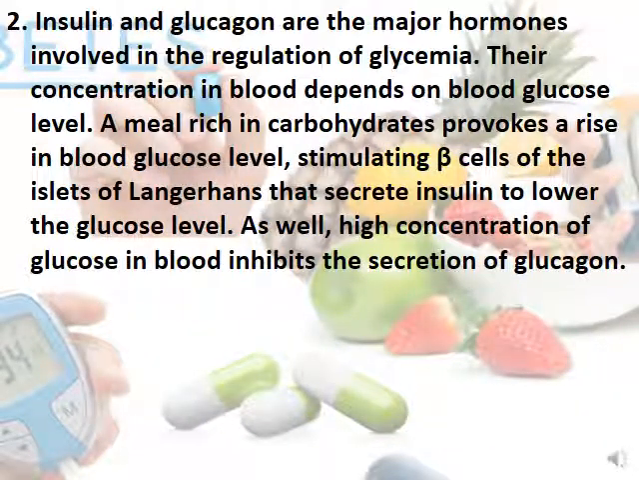So insulin and glucagon are the major hormones involved in the regulation of glycemia. Their concentration in blood depends on blood glucose level. A meal rich in carbohydrates provokes a rise in the blood glucose level, stimulating the beta cells of the islets of Langerhans that secrete insulin to lower the glucose level. As well, high concentration of glucose in blood inhibits the secretion of glucagon.